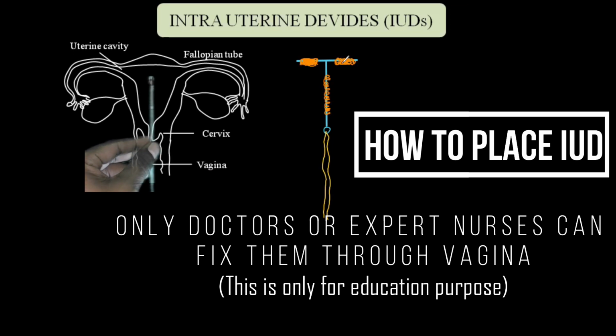After that, slowly, with the help of the placer, you have to place it properly inside the uterus and make any adjustment if you want to. Adjust it and place it properly inside the uterus. After that, slowly take out the tube. Even after taking the tube out of the vagina, you have to check whether the IUD has been placed properly or not. Once it is placed properly, whatever extra thread remains inside the vagina has to be cut.